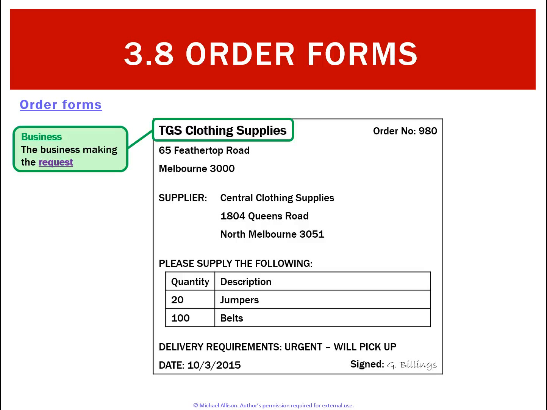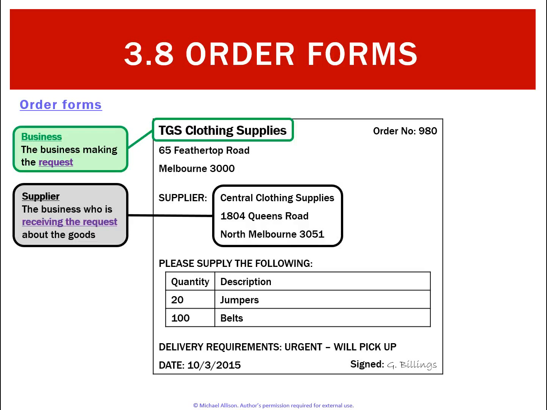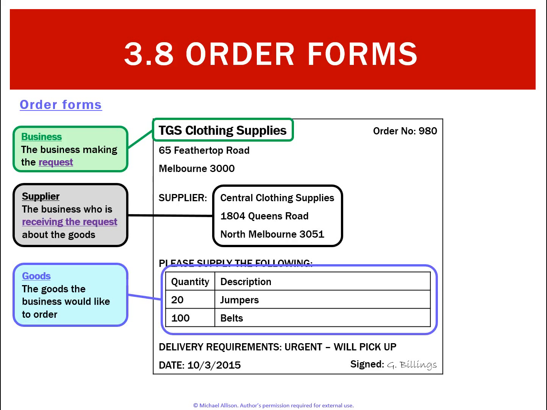So the identifying information is, again, the business at the name at the top is actually the business making the request. That's actually going to be potentially the customer who issues that document. The name underneath will be the supplier, so the business who potentially will be actually providing the goods. We'll have a list of the goods down the bottom, and we'll have the date as well.